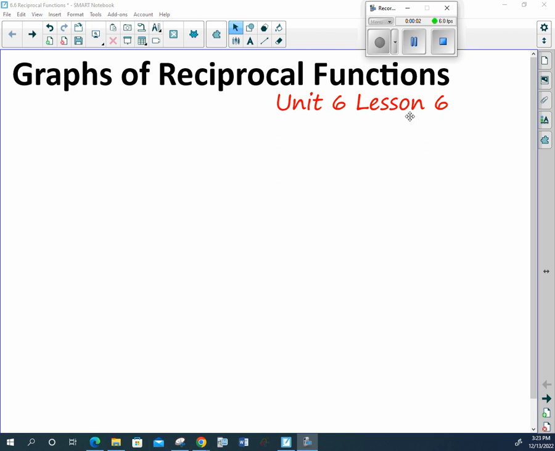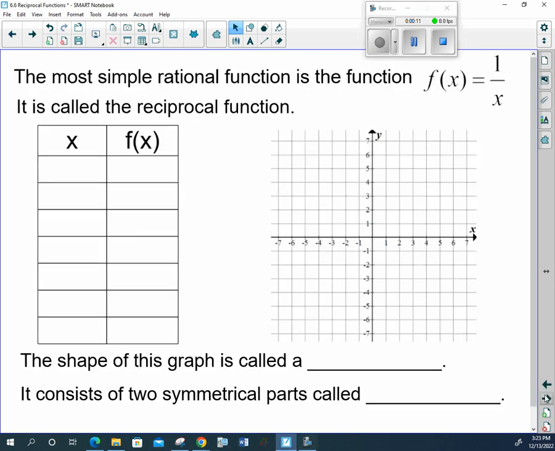Okay, in this lesson, we're going to be graphing a specific rational function, and we call that the reciprocal function. So the reciprocal function takes the format of f of x equals 1 over x. If we want to find out what that looks like, we've kind of already graphed this shape with our other rational functions that we've graphed. But if we want to see what it looks like, you could do a table of values.